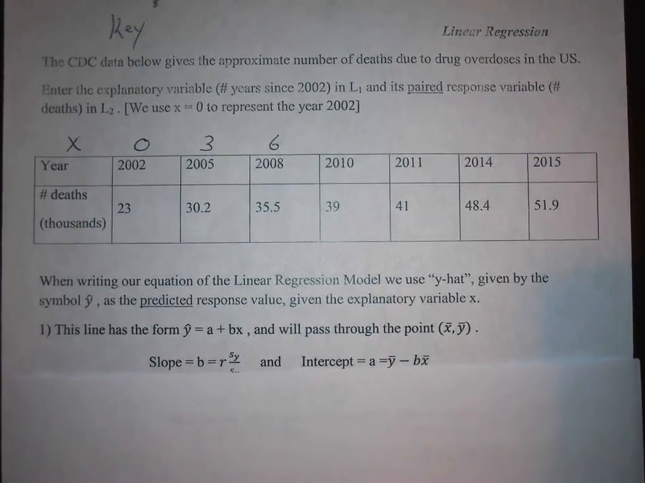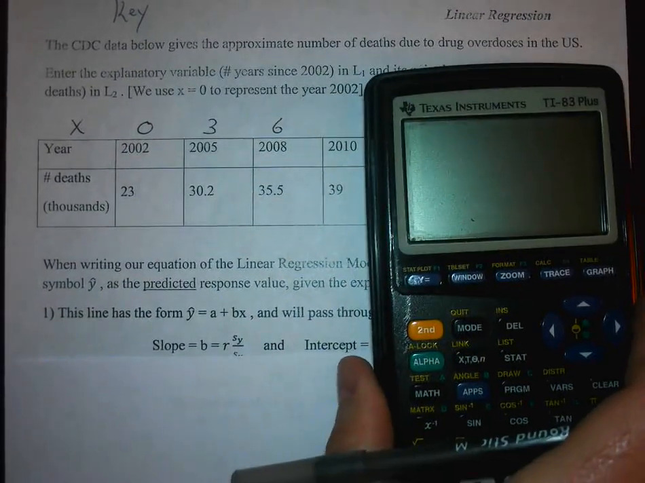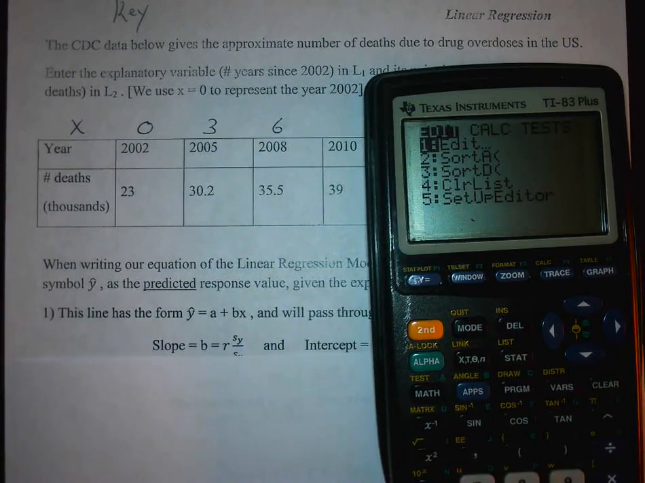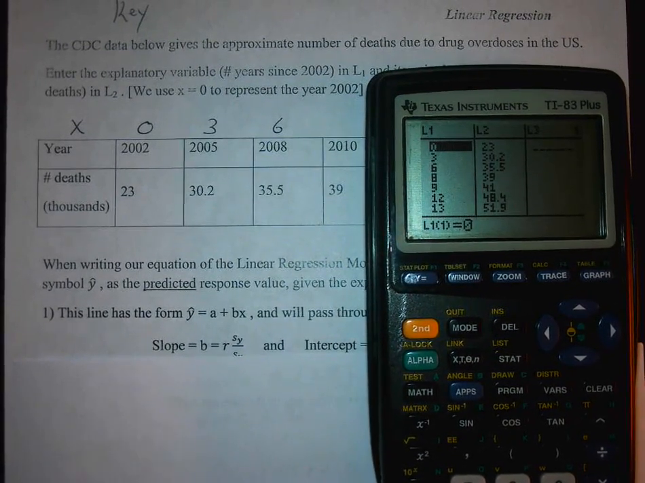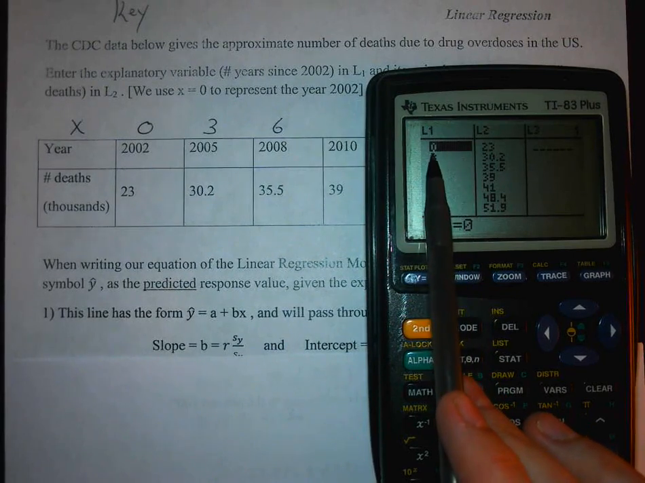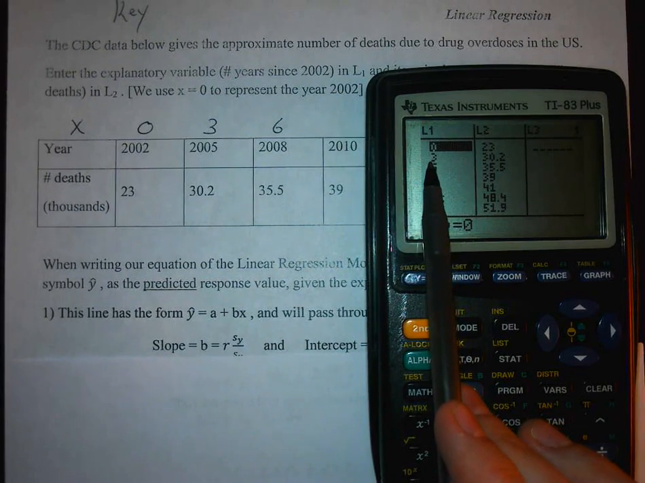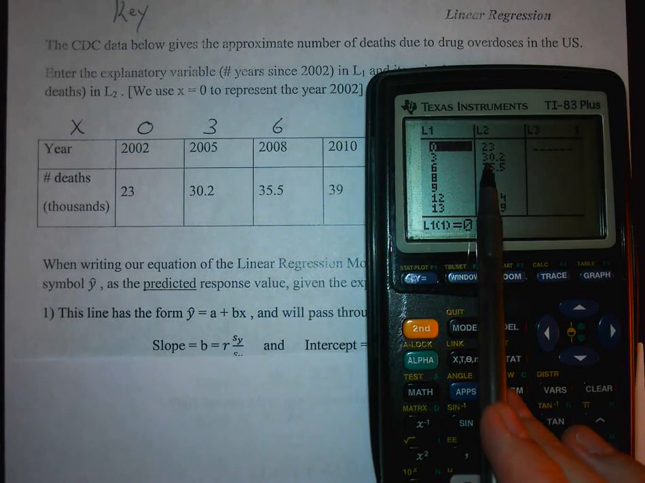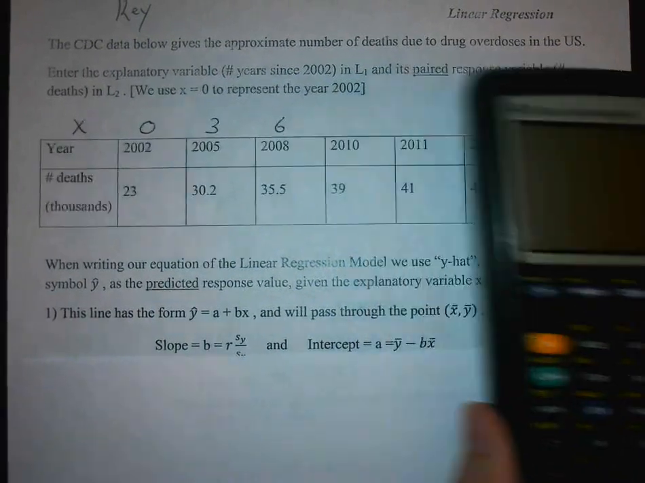Okay, so what we'll do is enter those values into our list. We'll do stat, edit, so press enter. Put the values into your list. And remember, 0 is the year 2002 that had 23,000 deaths. An x value of 3 representing the year 2005 had 30.2 thousand deaths, or 30,200, and so on. We'll come back to that in a minute. So we have those entered in.